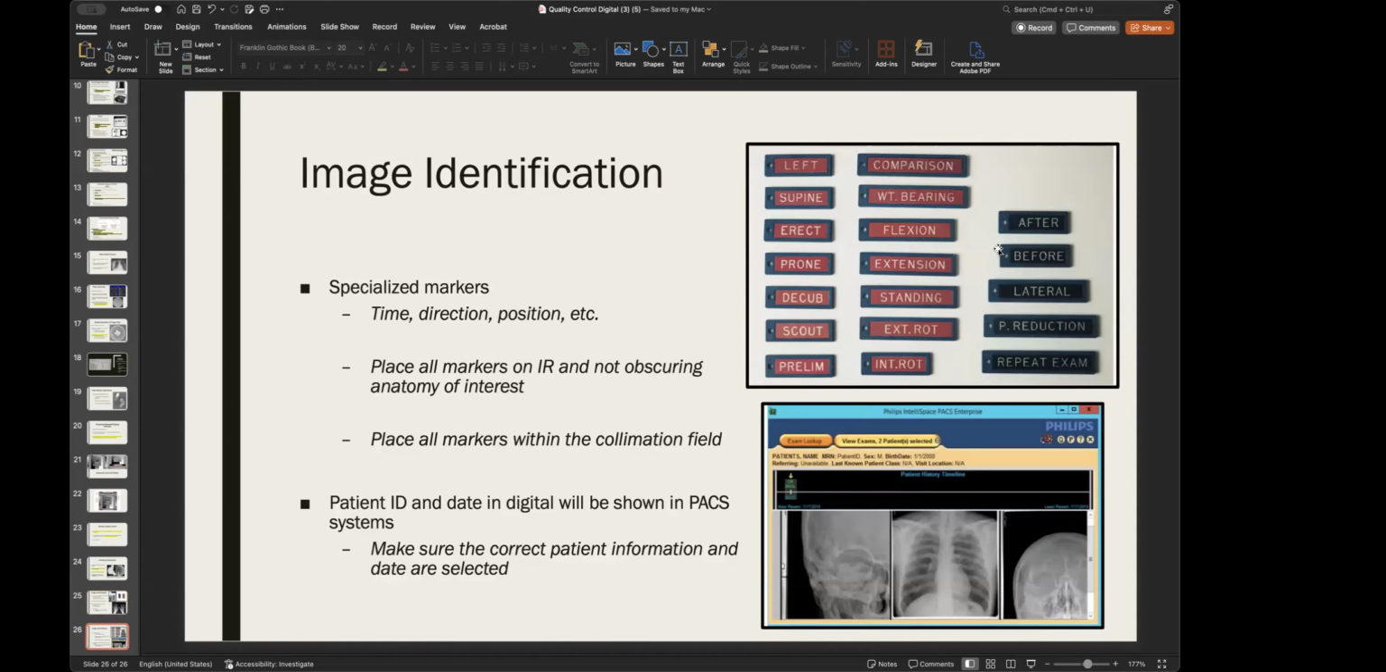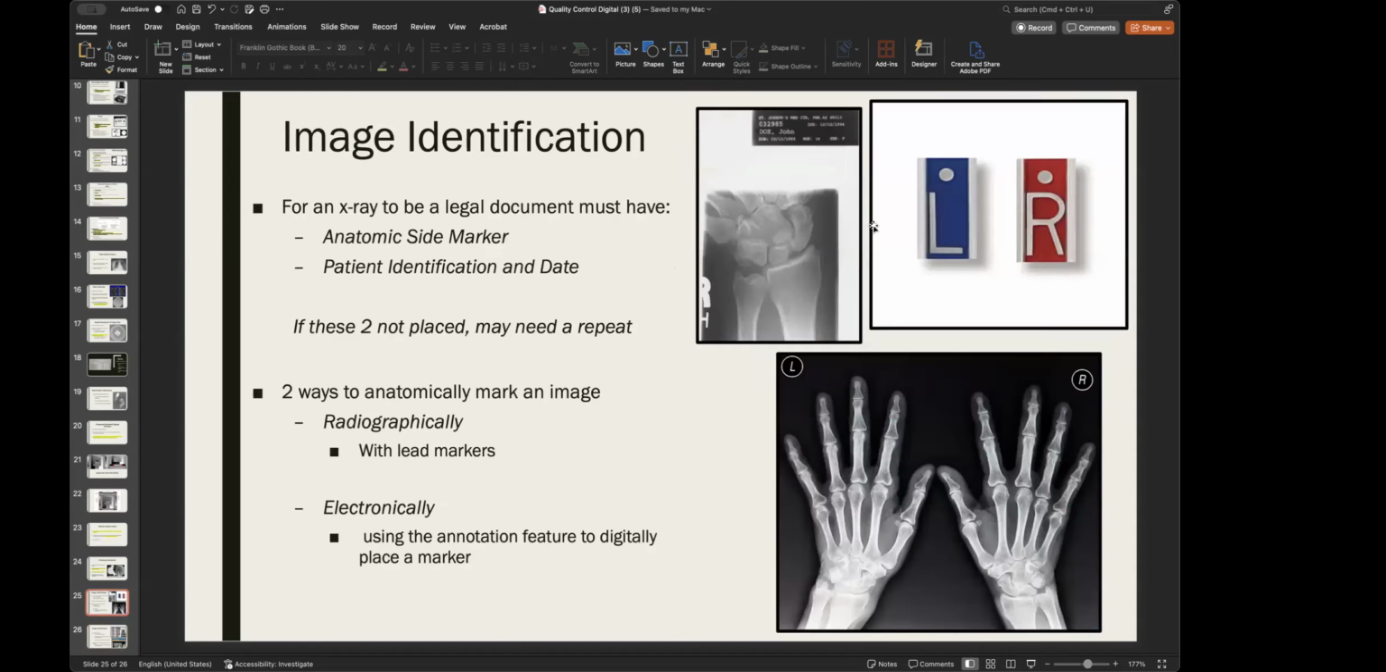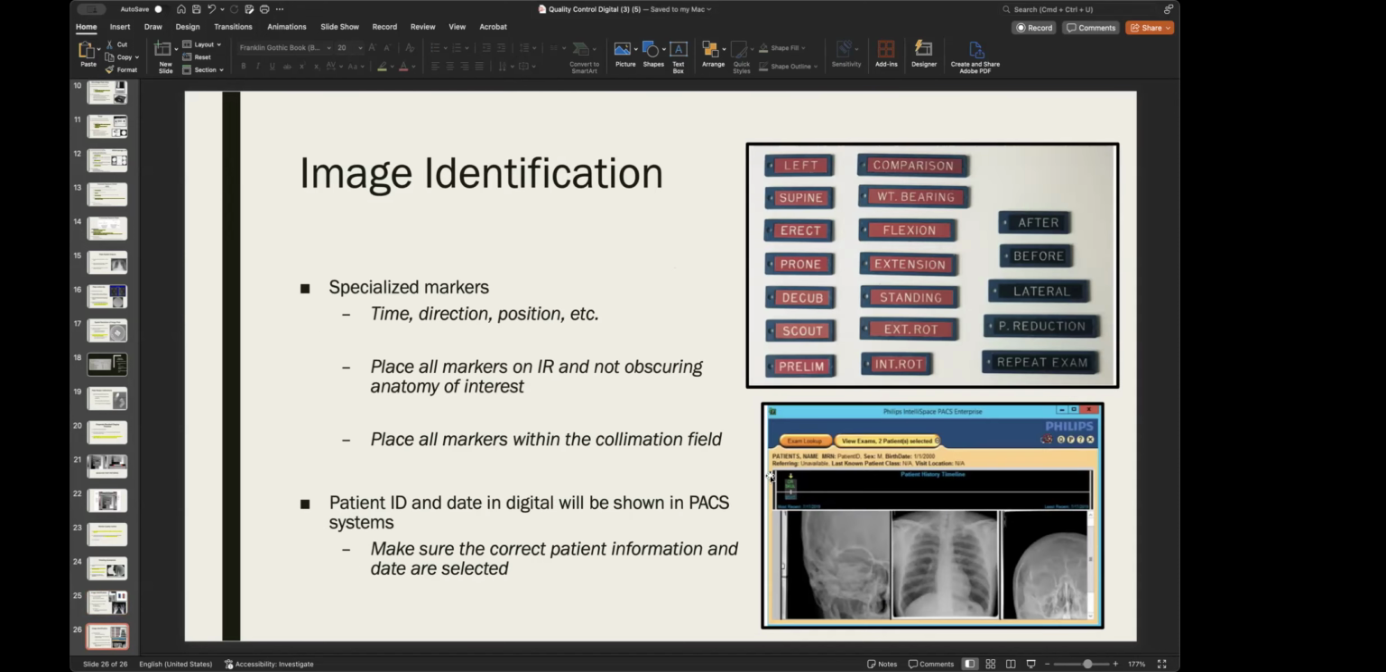There are specialized markers we see here. You can have like weight bearing, flexion, extension, standing, all those markers that tell position or time, things like that. Nowadays, most of the ID and dates are digitally placed, right? We're not putting a blocker. Like when I was in school, you had to be mindful of the blocker, because when you put an x-ray in, there's going to be an area where we would put this information, the time, date, all this stuff. Nowadays it's on PACS, right? And so you want to make sure the correct patient information and dates are selected when you're doing exams. That way they transfer over and they are properly put into the system.